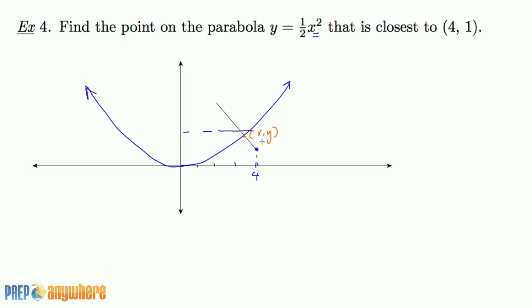What we're trying to minimize is the distance between (x, y) and (4, 1), okay? So we can express that as a distance. Distance squared is equal to (y minus 1) squared plus (x minus 4) squared, by the Pythagorean theorem or distance formula. We can try to do this geometrically, but let's stick with the strategy we've been talking about so far.